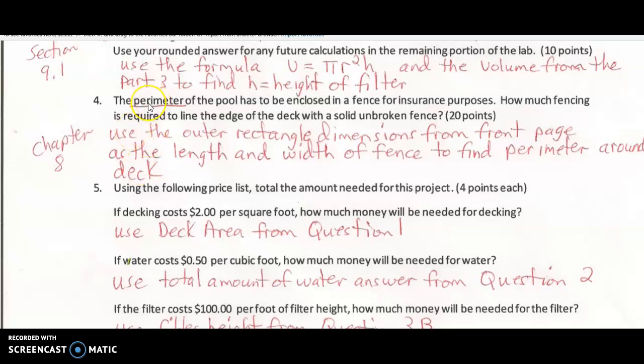You're going to use those numbers for your perimeter formula for this rectangle, because remember, your deck is in a rectangular shape. So remember what your perimeter formula from chapter 8 is.